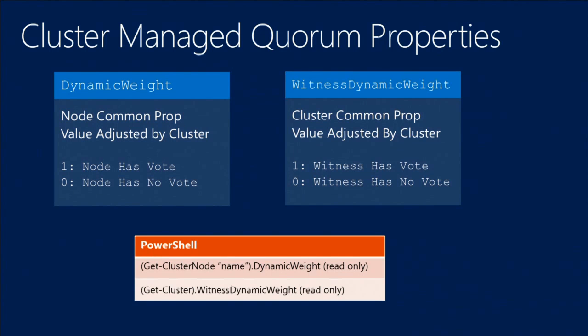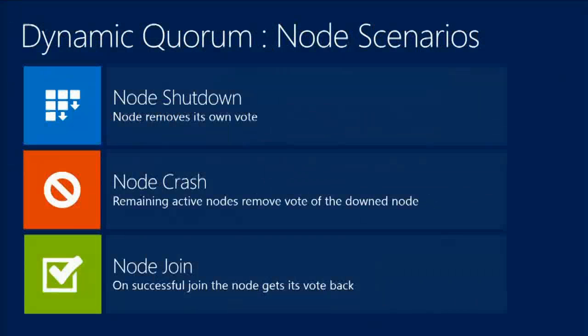And in Windows Server 2012 R2, with the dynamic witness feature that I just talked about, we are adding a new property, which is witness dynamic weight. That is similar to the dynamic weight of the node. It tells you whether or not the cluster has assigned a vote to the witness. Both are read-only properties, and that's the partial syntax to access it.